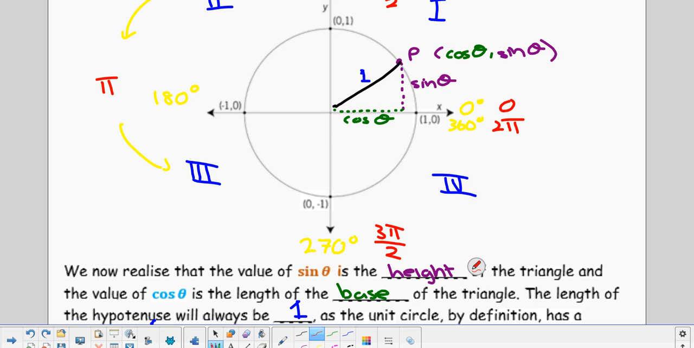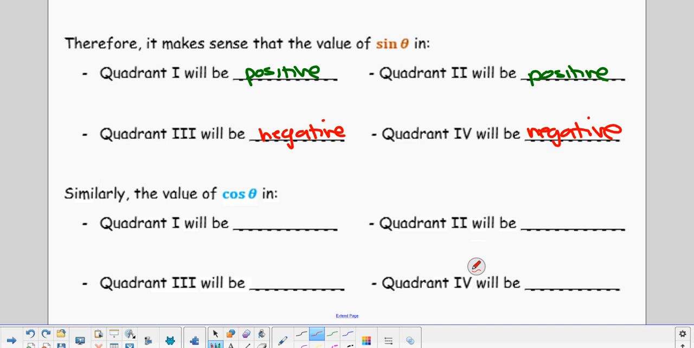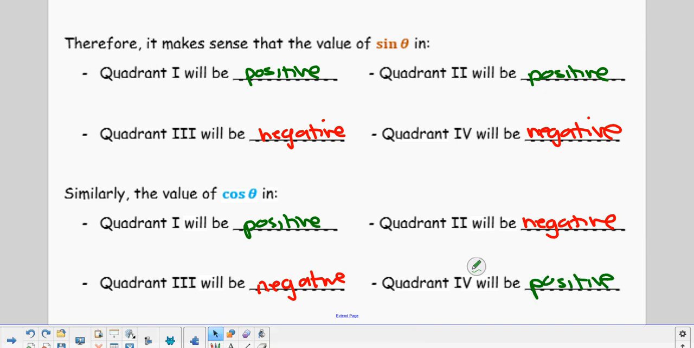So yeah, ask away and clarify all this kind of stuff, because a lot of people probably have similar questions. Similarly, the value of cos theta: where is cos theta negative? 2 and 3, yeah. Negative, because they're negative x coordinates. What's sine and cos in that case? Positive and positive. Hurrah!